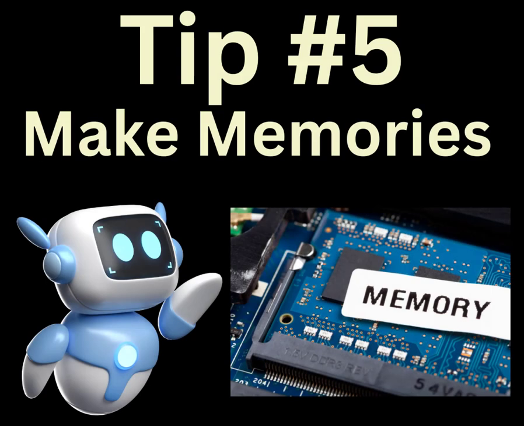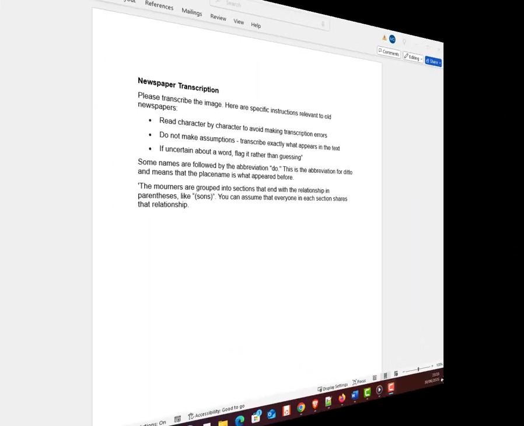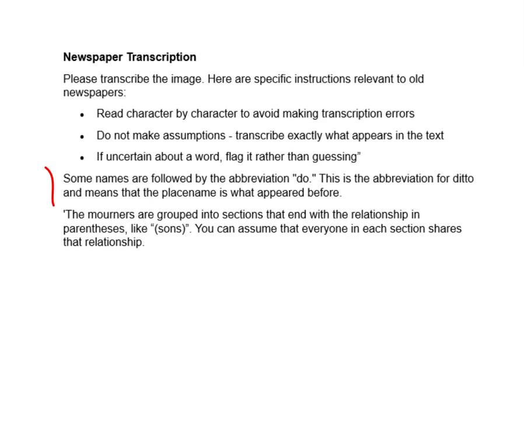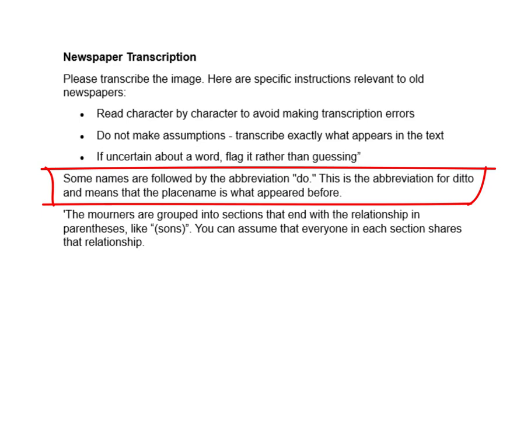Tip number 5 is to add repeated prompts to ChatGPT's memory. I have a transcription prompt where I've got specific rules for Irish newspapers from the 19th century. For example, I tell ChatGPT about the abbreviation DO. It stands for ditto, and I instruct ChatGPT to take specific action when it sees that abbreviation.